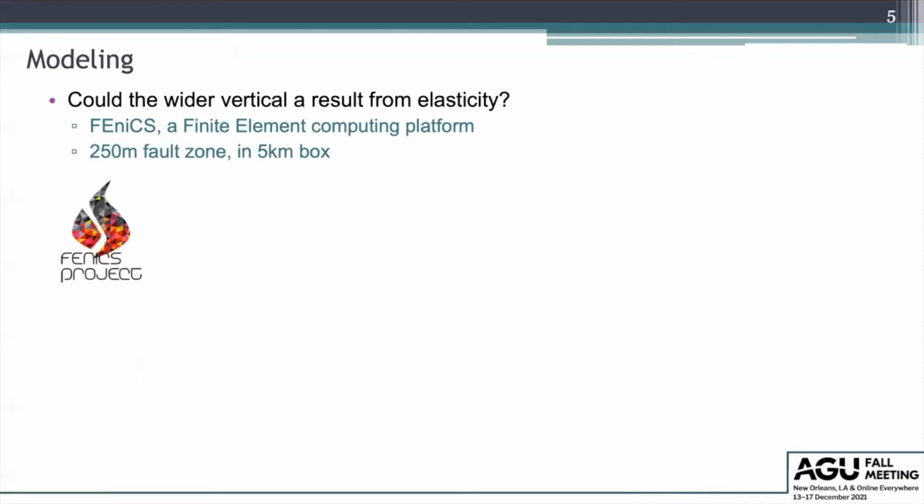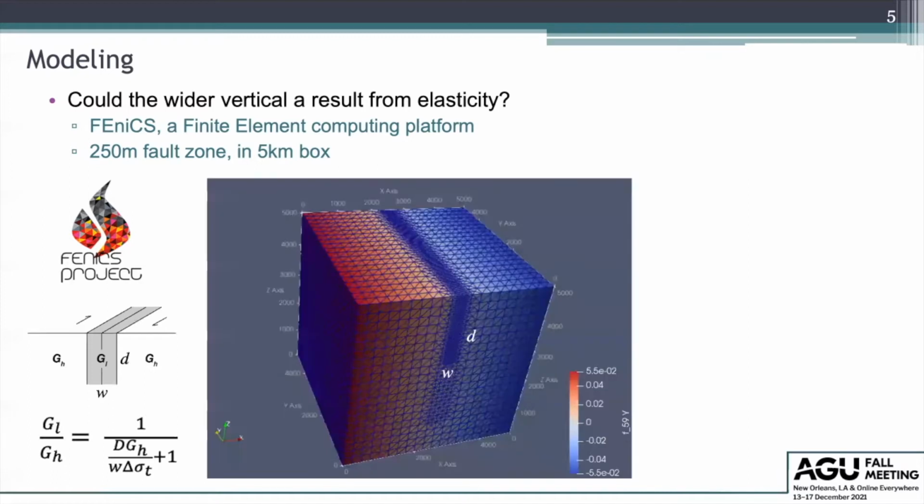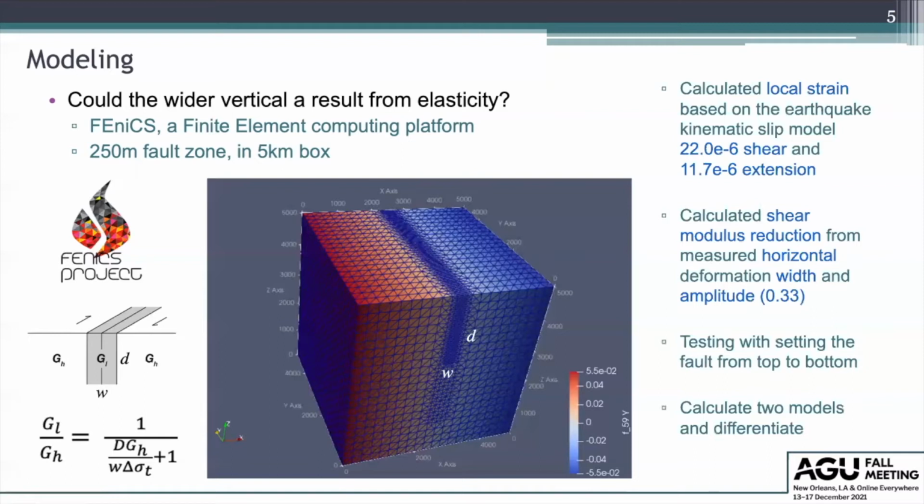So we used FEniCS, a finite element computing platform, to simulate the case. We gave the fault zone a 250-meter width as measured from the deformation profiles and set the surrounding crust in a 5-kilometer box. We measured the volume with a refinement getting close to the fault damage zone and a second refinement inside the damage zone. As mentioned, we calculated the strain from the slip model, converted to shear and extensional boundary conditions, then applied the shear modulus calculated from this formula with a small change here. Do note the prior one is actually an order of magnitude estimate.